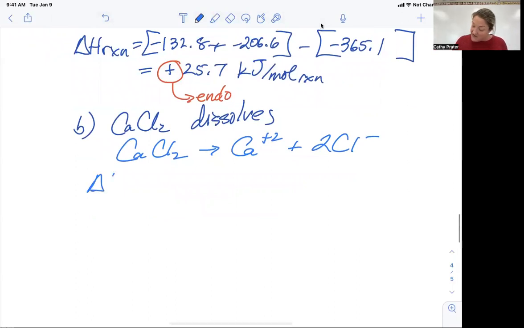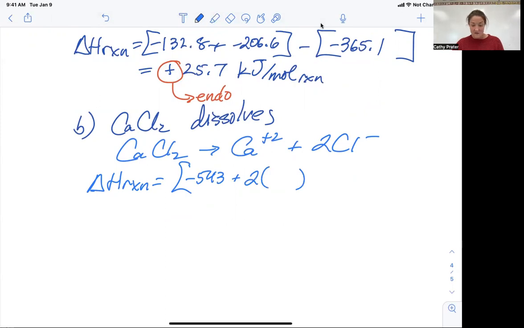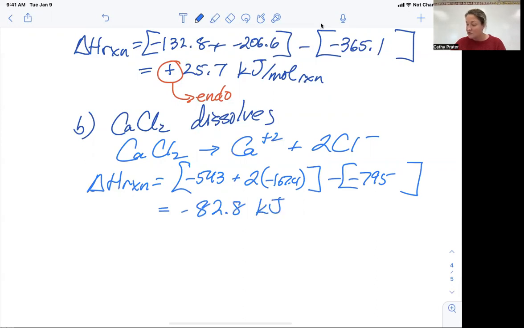And when I'm doing the heat of reaction, which in this case is equal to the heat of solution, because it's a dissolving reaction, calcium ion, negative 543. I have 2 chlorine ions. Each one is negative 167.4. Calcium chloride's on the front of the table, negative 795. So this is going to be negative 543 plus 2 times negative 167.4 minus a negative, or plus, 795, negative 82.8 kilojoules per mole reaction.